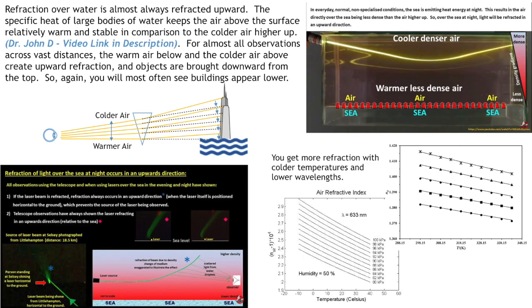And you can see the diagram of what that downward refraction would be like with an inverted prism, essentially. And again, most all laser experiments shown above large bodies of water show upward refraction of laser light. And you can see somewhat the effect of a laser light being shot through a cooler, denser air medium above with a warmer, less dense air medium below. And again, you can see how it refracts upward.